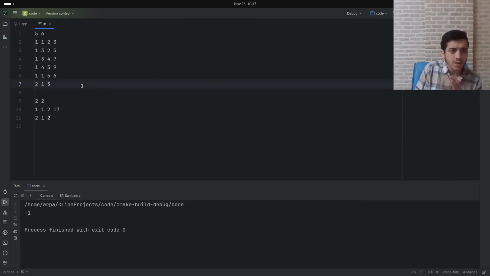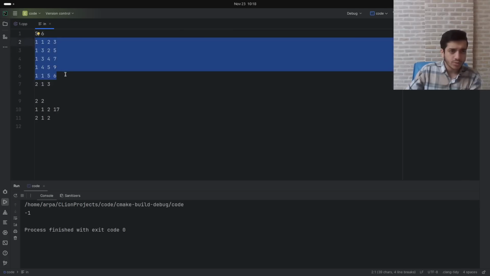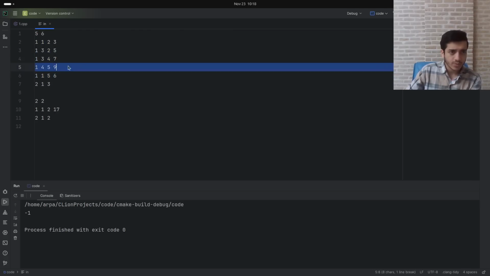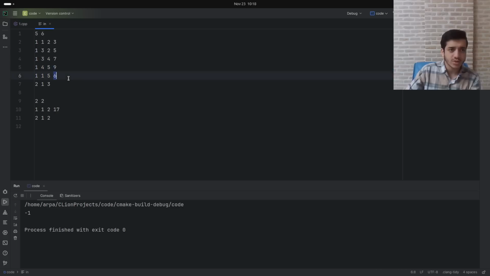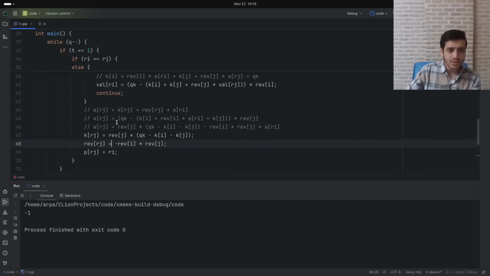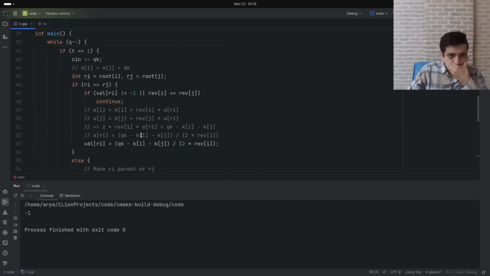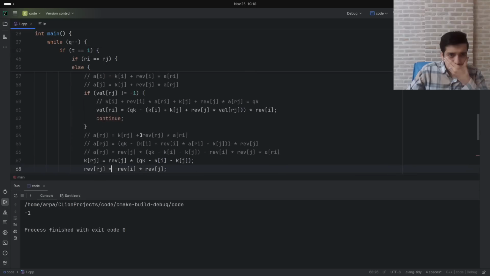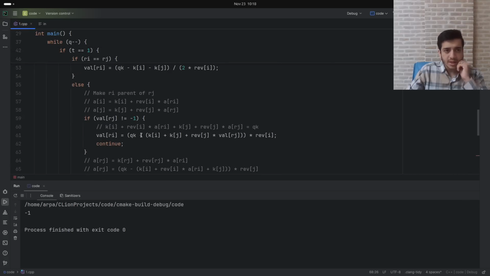So let's see why it's saying like that. So 1, 2, 3, 2, 3, 4, 4, 5, 1, 5. Okay, so all of the values in this should be already known. So it shouldn't say I don't know the value. So let's see what is happening here.